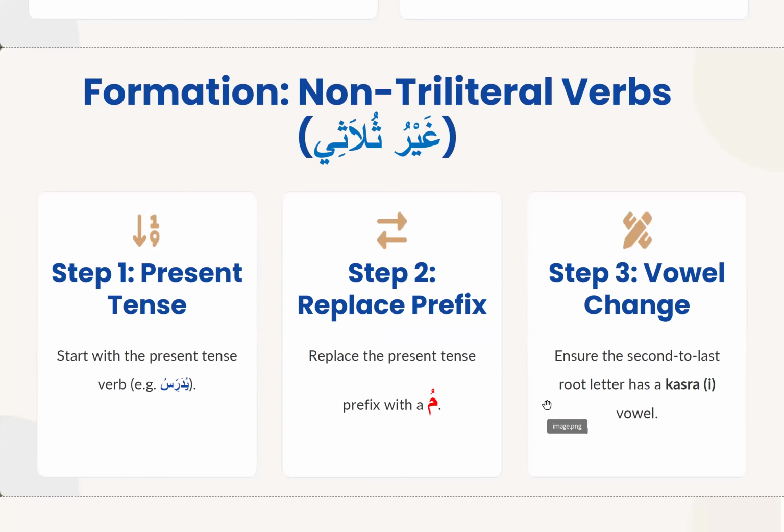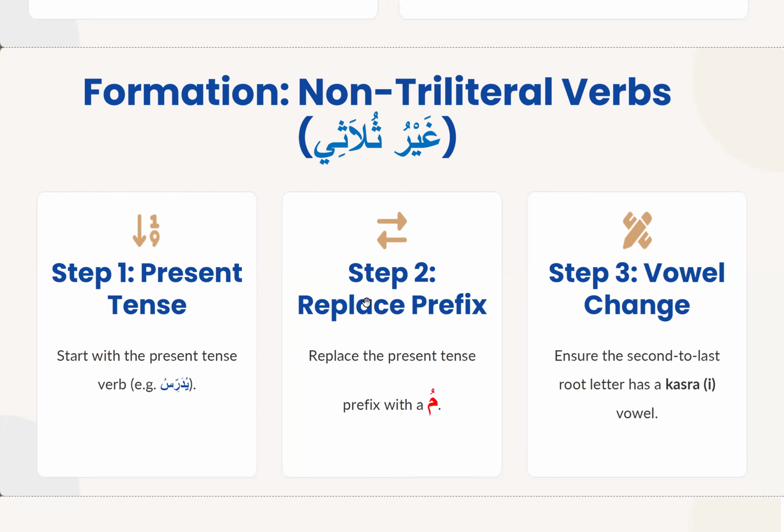Now, when it comes to ghayru thulathi, non-trilateral verbs, there are some steps. First step is present tense. So if you have a past tense of ghayru thulathi, non-trilateral verbs, make it into present tense. For example, this one, yudarrisu, the past tense is darrasa. Make it into present tense, yudarrisu.